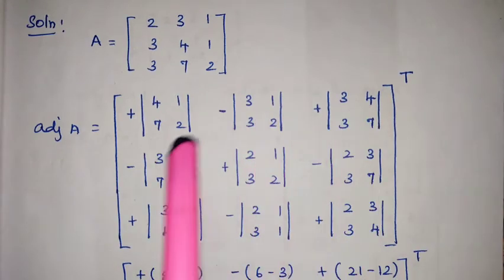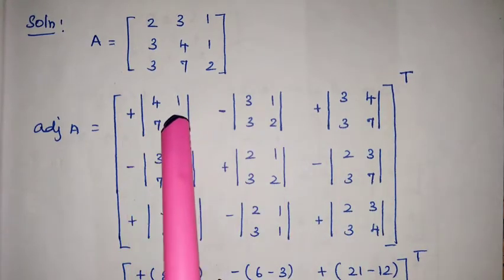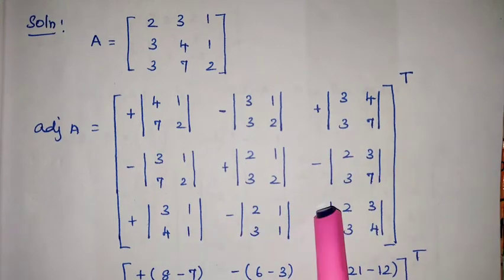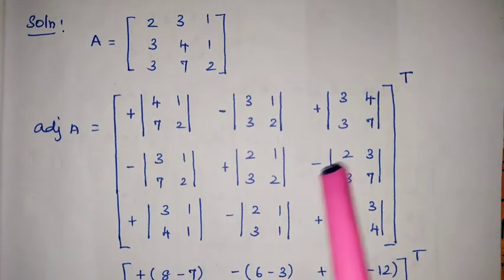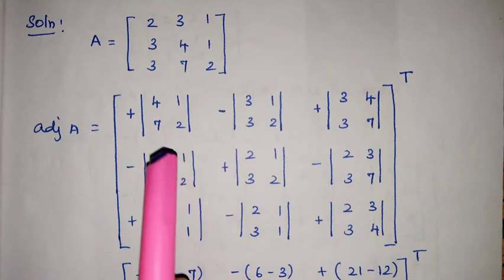Then you write the minors, and when you put the sign in front of each minor, it becomes the cofactor. That's all. Minor is very simple.